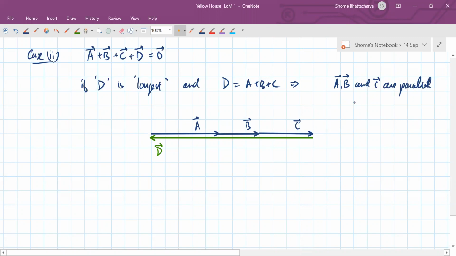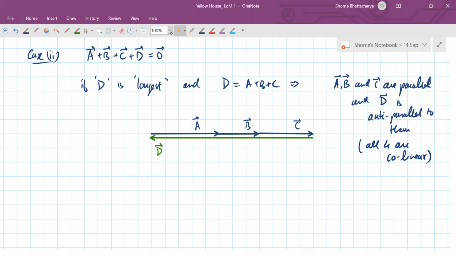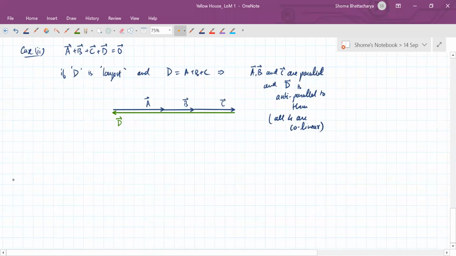Okay. And D is anti-parallel to them, which also means that all four are collinear. Okay. And therefore they are coplanar because they lie in infinite planes. Okay, they're all lying in not only the same plane, but there are infinite such planes. Okay. But now think of case 2. Now case 2 here becomes more complicated. I mean, the next thing here becomes more complicated.